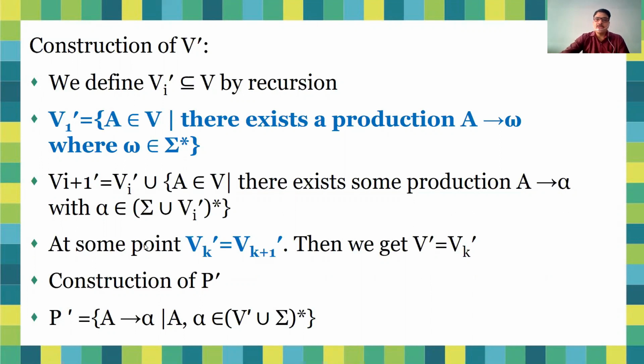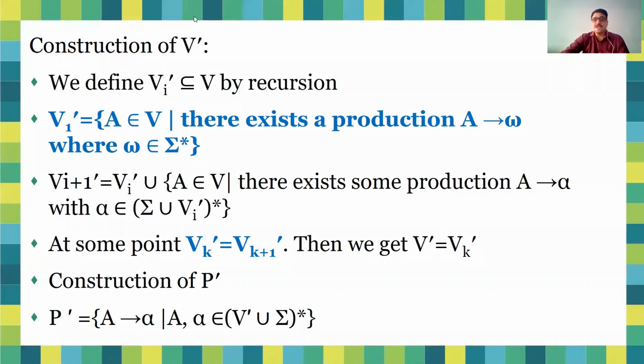So simply now we will try to find another one, that is V(i+1)', the generalized form of the set of variables, that is Vi' union A to V, where V is the variable. There exists some production A to alpha, with alpha belongs to (terminal union Vi')*, that is (terminal union Vi')whole asterisk. So what does it mean here?